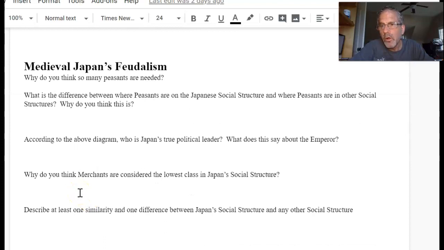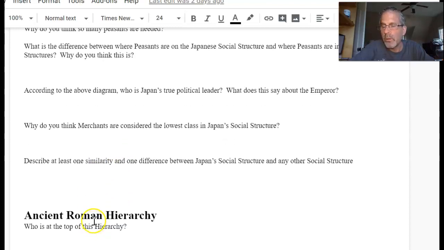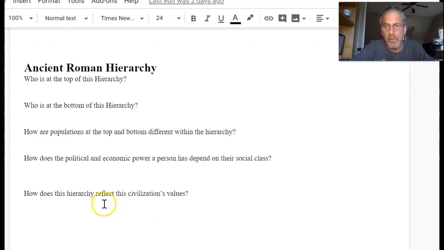Medieval Japan, why do you think so many peasants are needed? Food. What is the difference between where peasants are on the Japanese social structure and where peasants are in other social structures? Why do you think that is? Importance, maybe? According to the above diagram, who is Japan's true political leader, and what does this say about the emperor? And why do you think merchants are considered the lowest class in Japan's social structure? Describe at least one similarity and one difference between Japan's social structure and any other social structure.